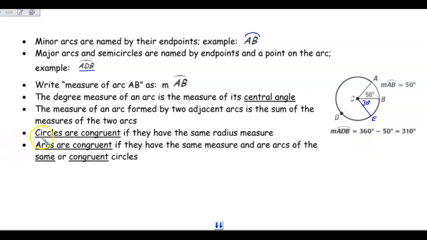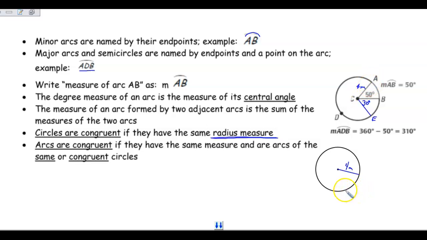This is important. Circles are congruent if they have the same radius measure. If I were to draw another circle, and I tell you that my radius is the same, so let's say that this is 4 meters, and this is 4 meters. That would make these two circles congruent because they have the same radius measure. They are exactly the same distance from center to the outside point on the circle as the other.